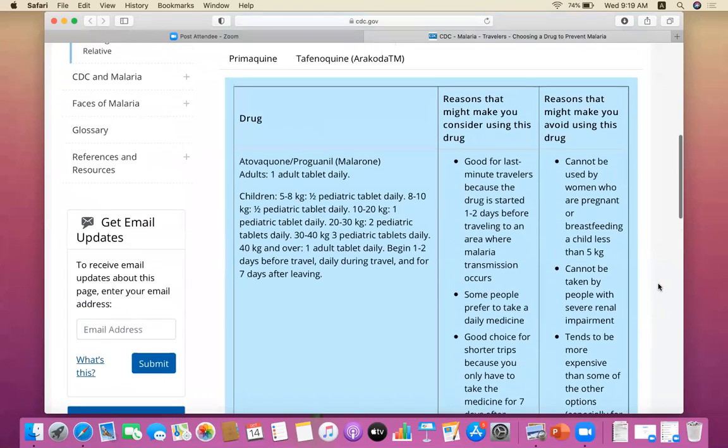These are the reasons that might make you consider using this drug. Reasons that might make you avoid using this drug: who should avoid taking this drug? It cannot be used by women who are pregnant or breastfeeding, or a child less than 5 kg. Avoid taking this drug.